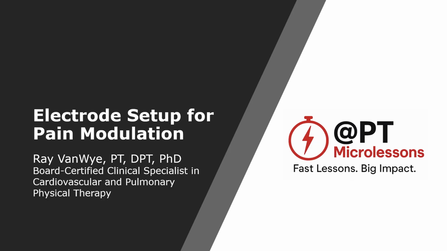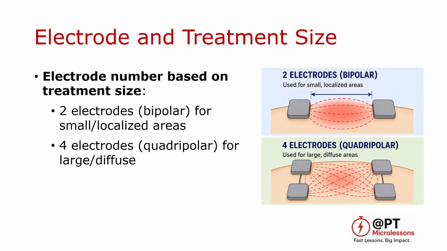In this lesson, we'll focus on electrode setup for pain modulation and examine how placement and spacing affect the treatment area, patient comfort, and overall effectiveness. Let's start with the electrode and treatment size. The electrode number is based on the size of the treatment area.